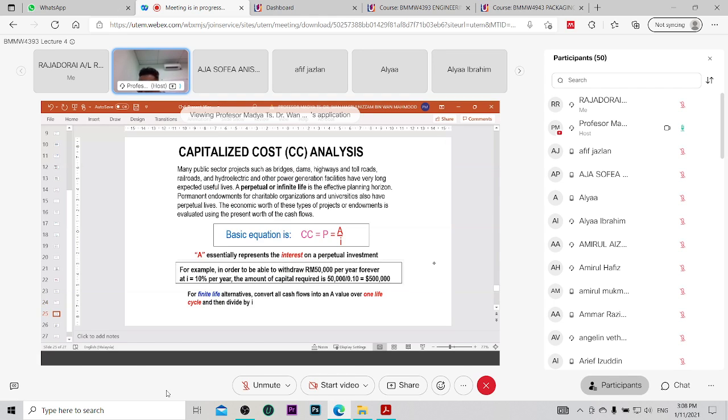Before we proceed to this slide, any question? If no question, we can proceed to this slide. This slide is capitalized cost analysis. So it's a perpetual or infinite life, an effective planning horizon. Permanent endowment for charitable organizations, universities, and so on. Refer to interest of perpetual investment, and we use the basic equation. CC refers to capitalized cost. P equals A divided by i. So this is a simple calculation.